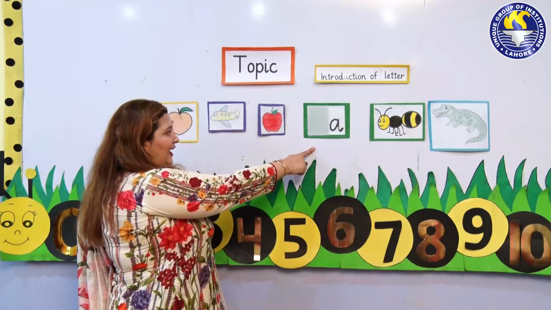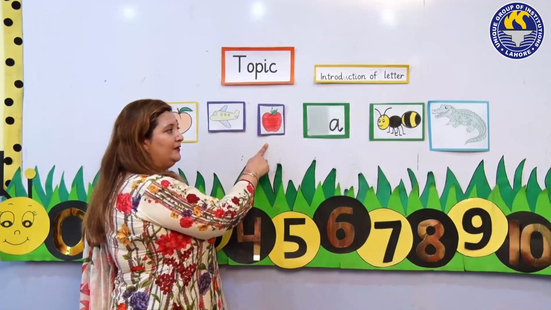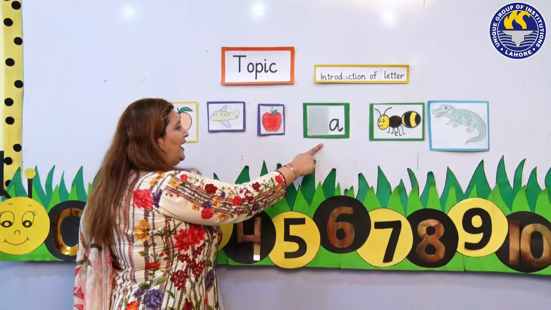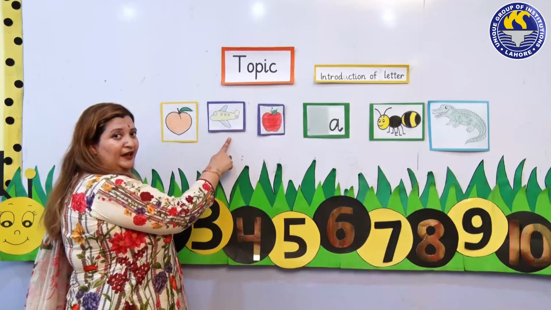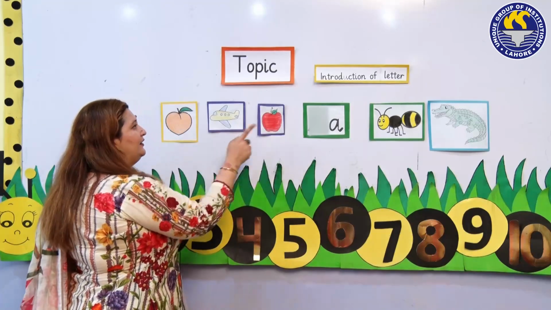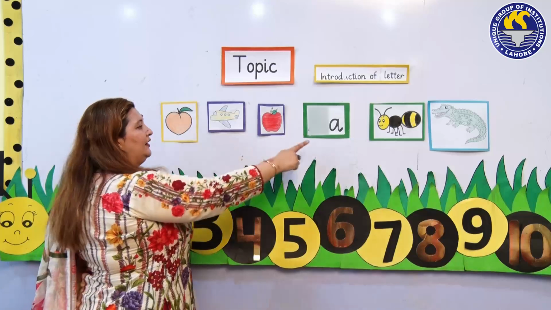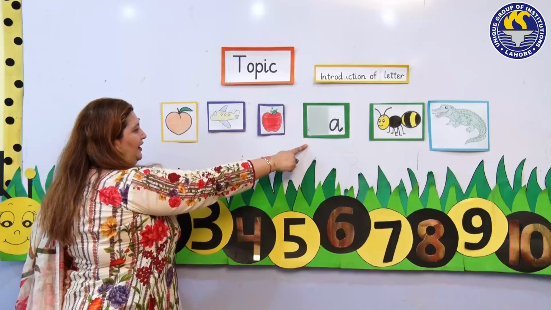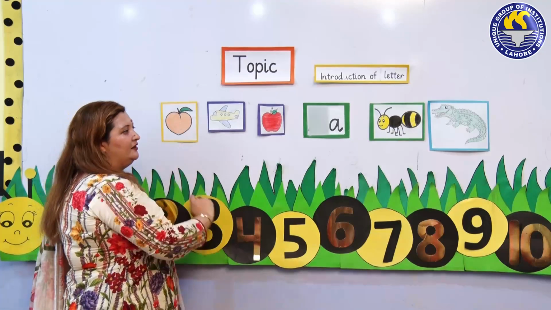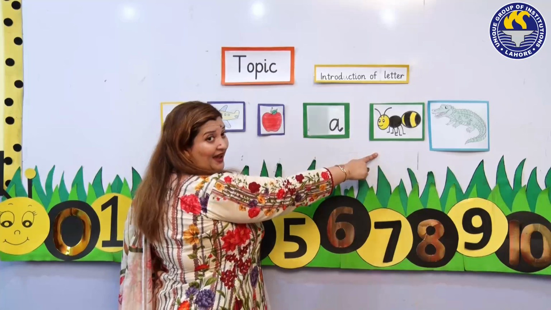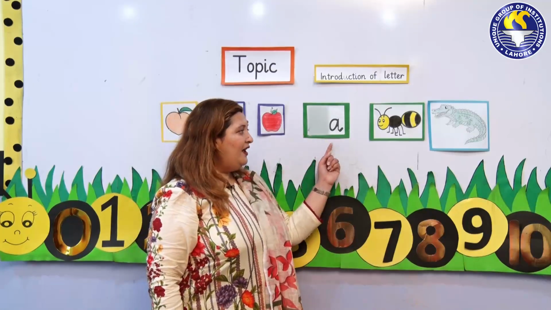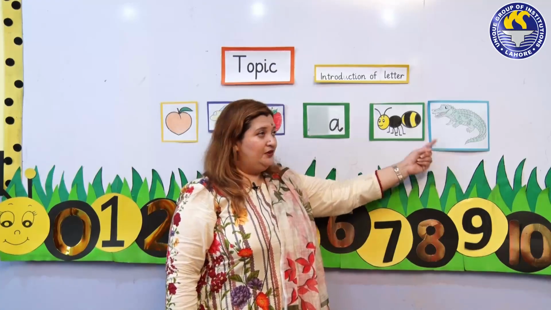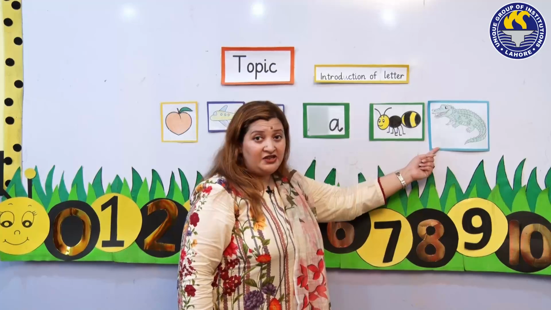Read with me. A. Apple. A. Aeroplane. A. Apricot. A. Ant. A. Alligator. Sounds scary.